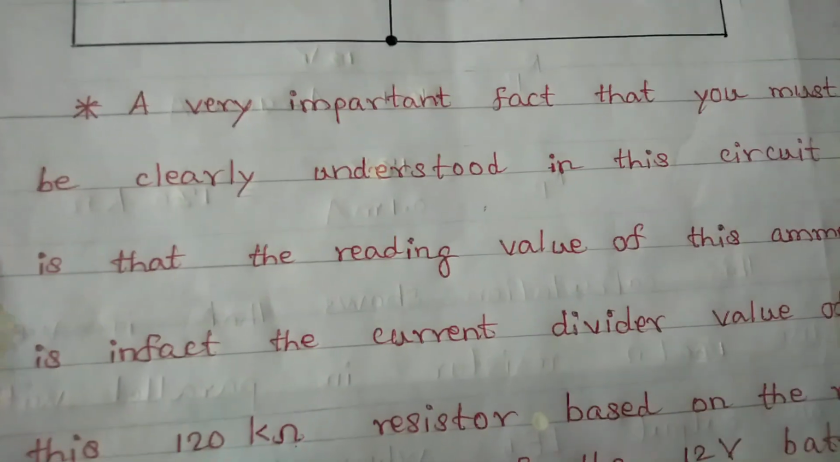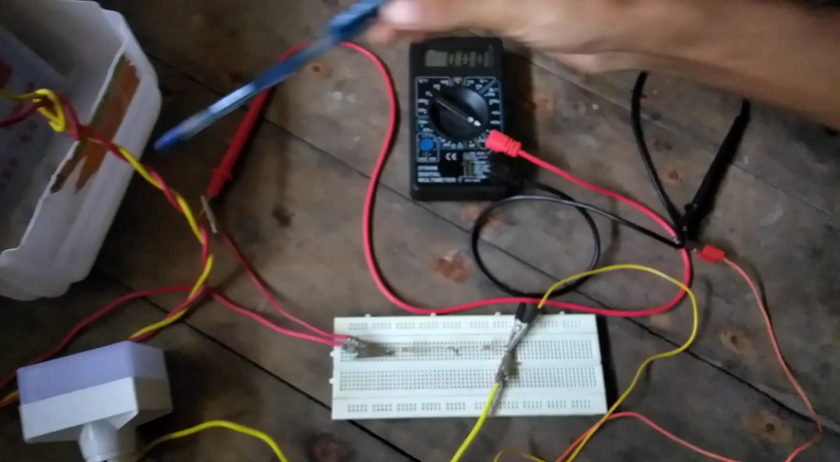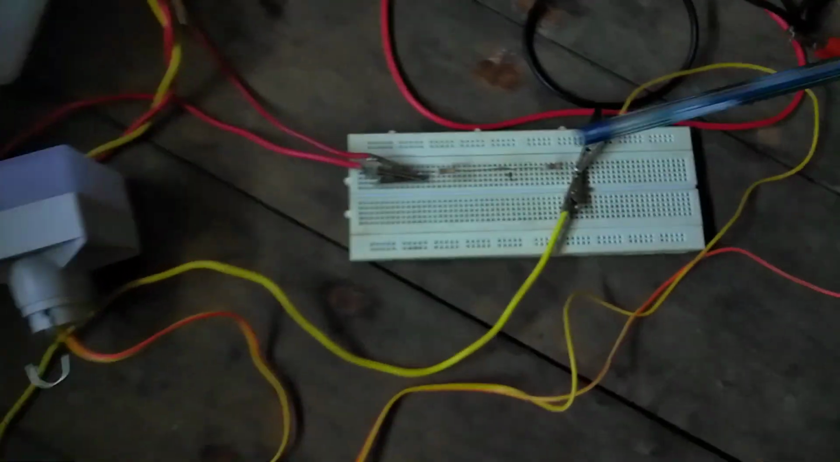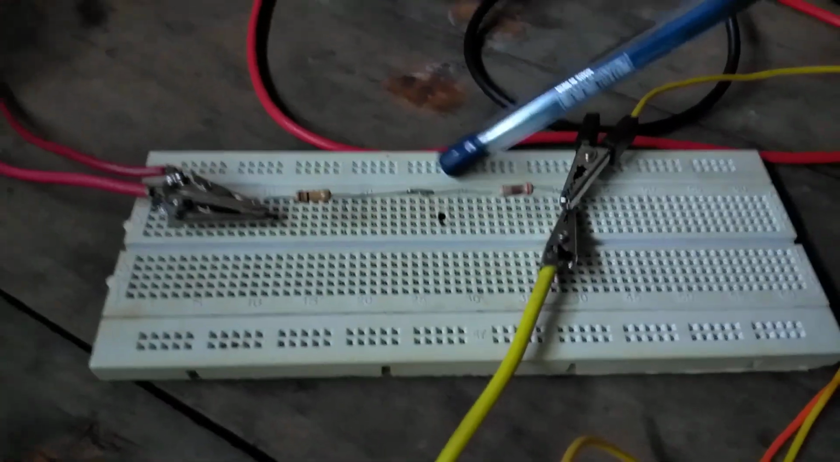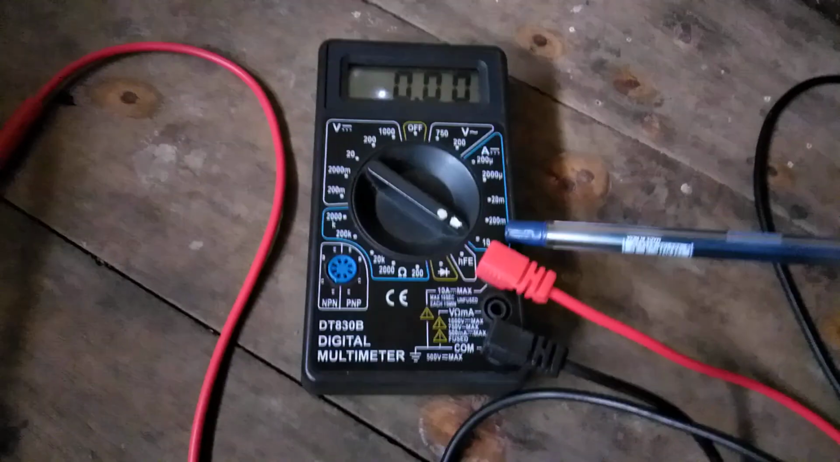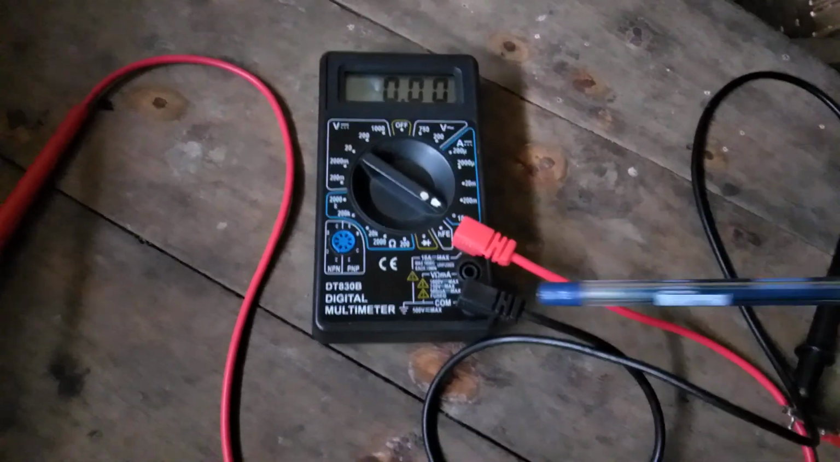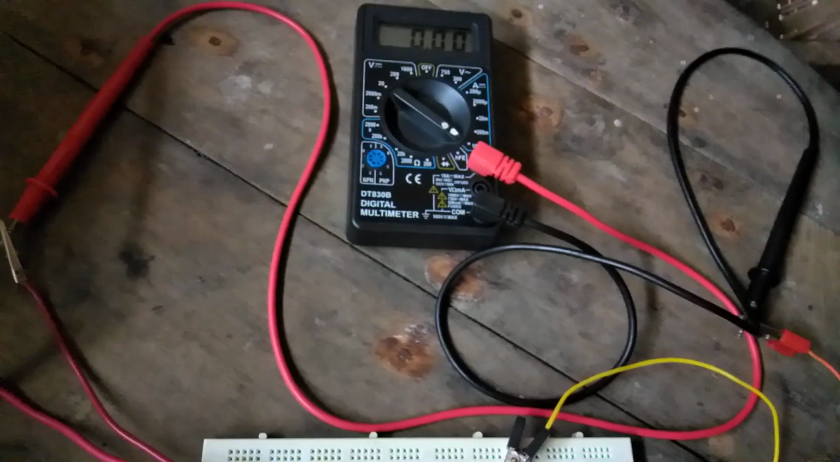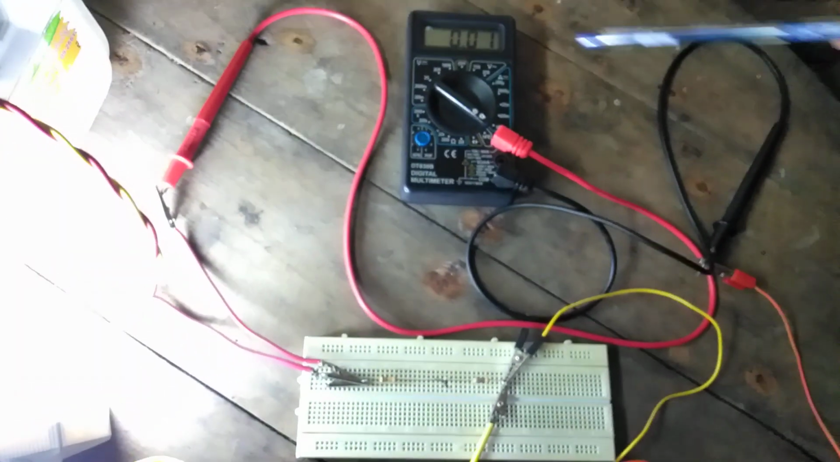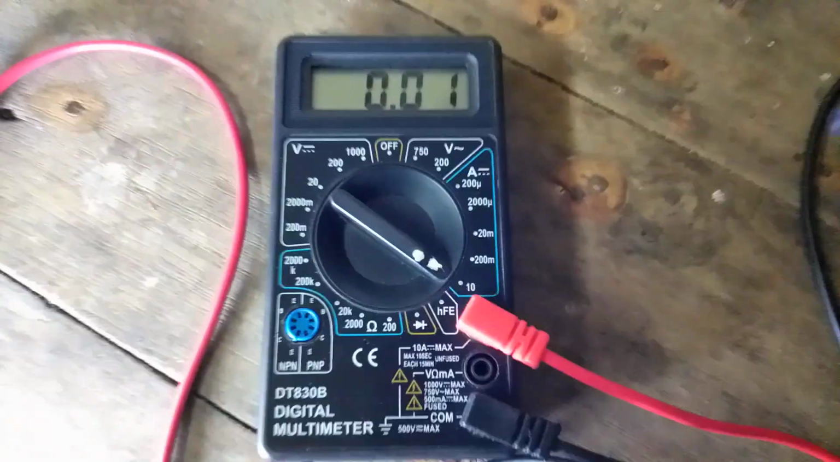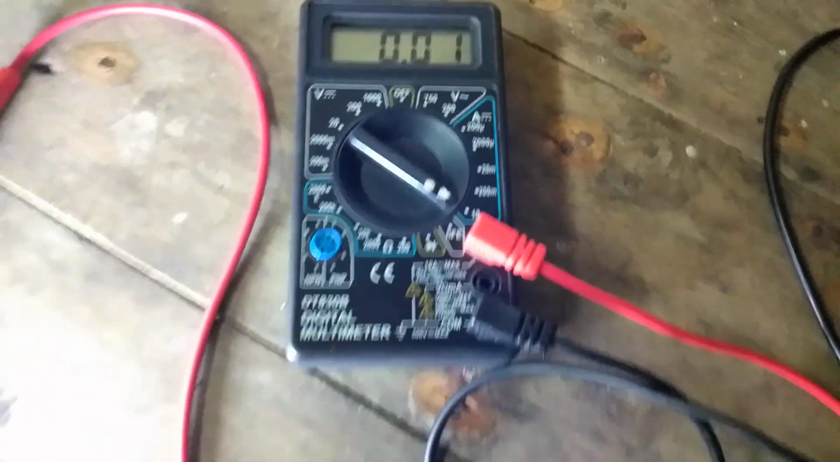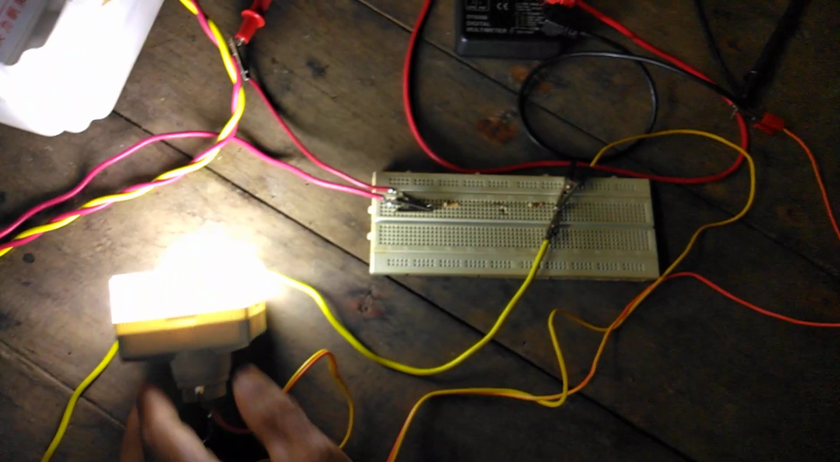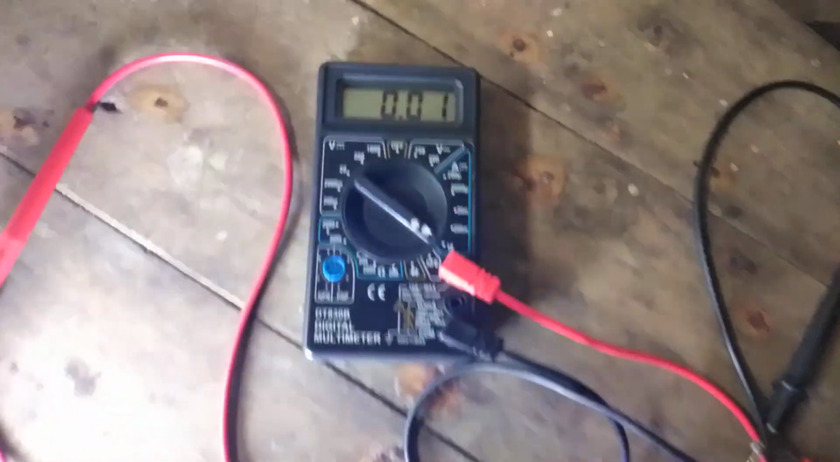Let's see my practical circuit. Here you see my practical circuit. This is the 12 volt battery. This is my LED. This is my 120 kilo-ohm resistor. This is my ammeter. Okay, so you clearly understand. Let's see my practical one. Okay, here you see the reading of my ammeter, 0.01 amp. Here you see my LED lighting up.